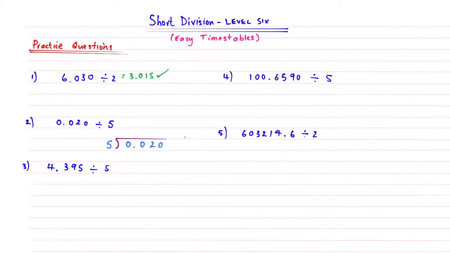So if we move on to question number 2. 5's into 0, well 5 is too big, so we just write a 0. Copy the decimal point. 5's into 0, again 5 is too big, so we just write a 0. 5's into 2, well again 5 is too big, so we write a 0. And then we carry the 2. And then it's going to be 5's into 20. So 5's into 20 go 4 times. So that's where that answer comes from. And that's number 2 done.